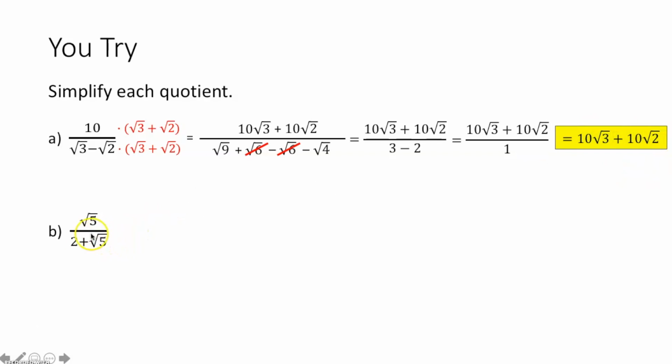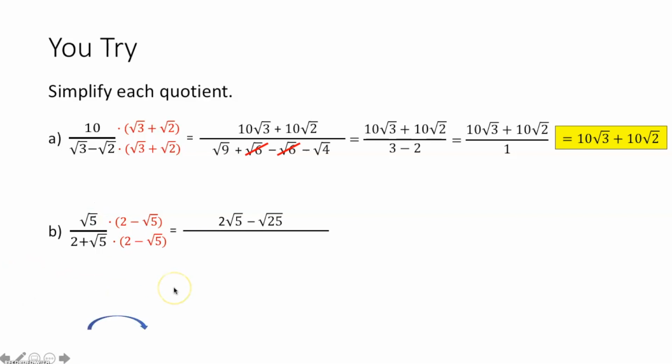Down here, again, we have a radical in the denominator. So to rationalize, since it's a binomial, we have to multiply by the conjugate of the denominator. So what's the conjugate of 2 plus rad 5? It's going to be 2 minus rad 5. And we have to do that to the numerator and denominator. In our numerator, we distribute. The rad 5 times 2 gives you 2 rad 5. The rad 5 times the negative rad 5 is going to be negative rad 25.